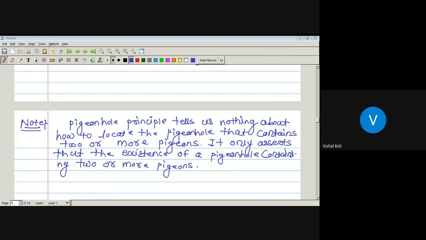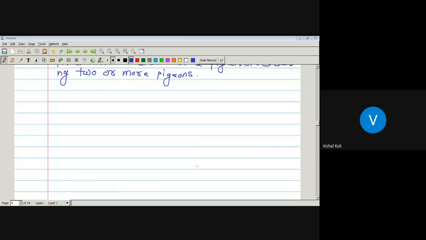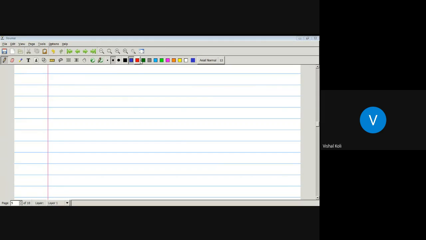Okay. So to apply the principle, one has to decide which object will play the role of pigeons and which object will play the role of pigeonholes. Then only we can apply the pigeonhole principle. If we have a problem, then we have to check which objects will play the role of pigeons and which will play the role of pigeonholes. Okay, let us see an example.